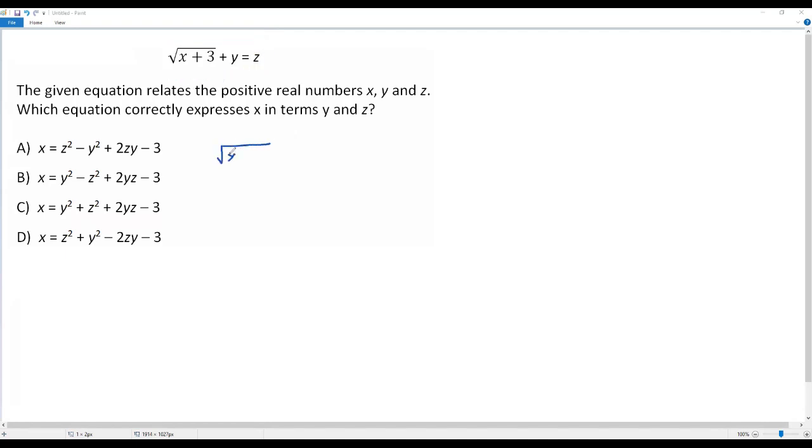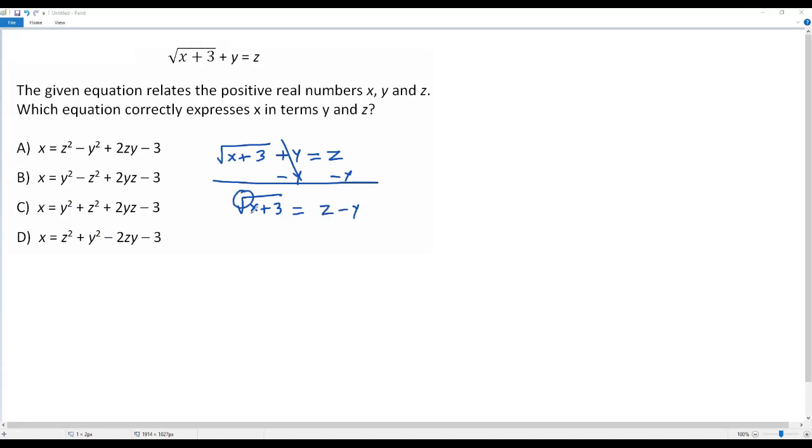That is square root of x + 3, plus y, equals z. Since we have to solve for x in this equation, we have to isolate x. For that, we have to get rid of all the stuff around the variable x. First, let me get rid of this + y. For that, we have to subtract y from both sides of the equation. Then + y and - y will cancel out. We get square root of x + 3 equals z - y.